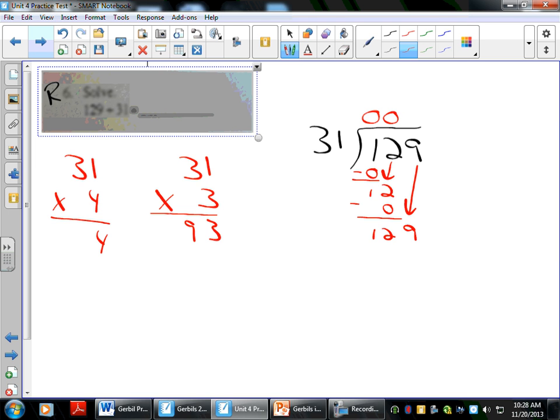4 times 1 equals 4. 3 times 4 equals 12. That's as close as we're going to get, kids. Let's put a 4 here. 31 times 4 right here is 124. Subtract, we got a 5. Remainder 5. 4, remainder 5.